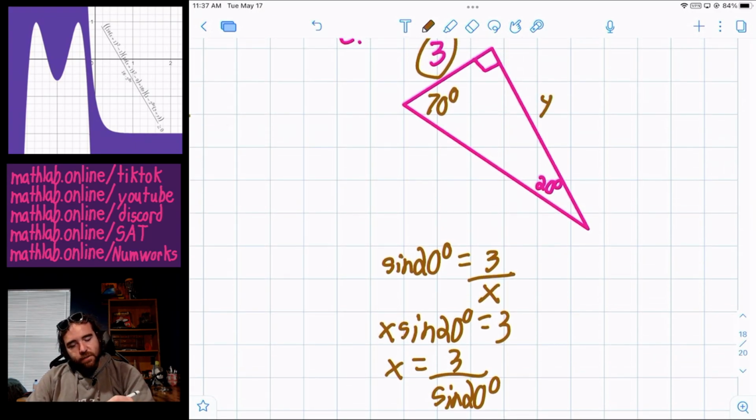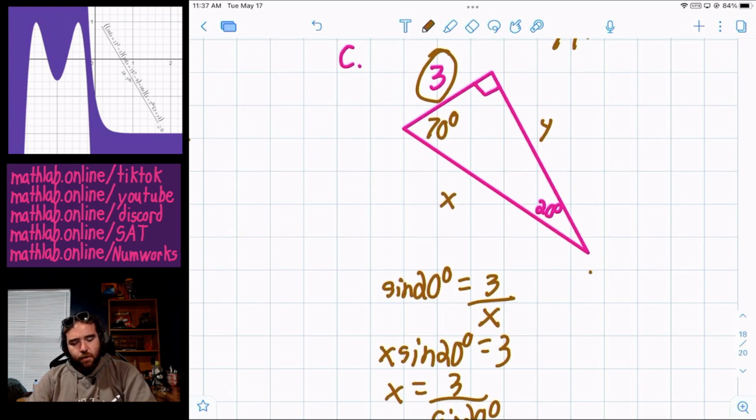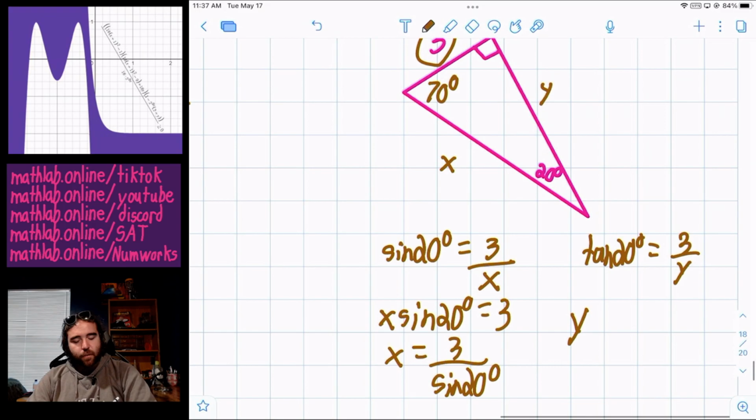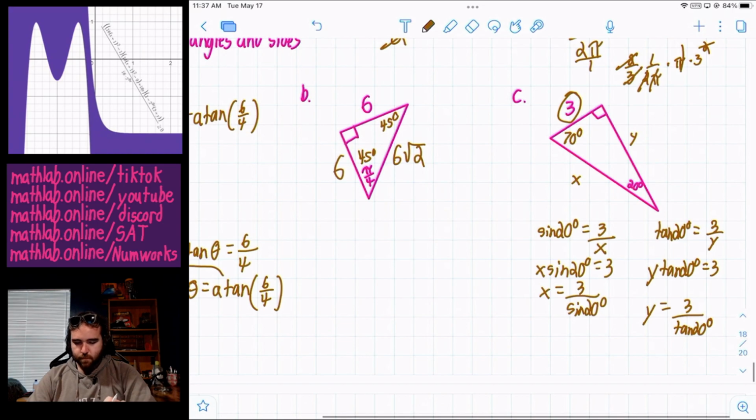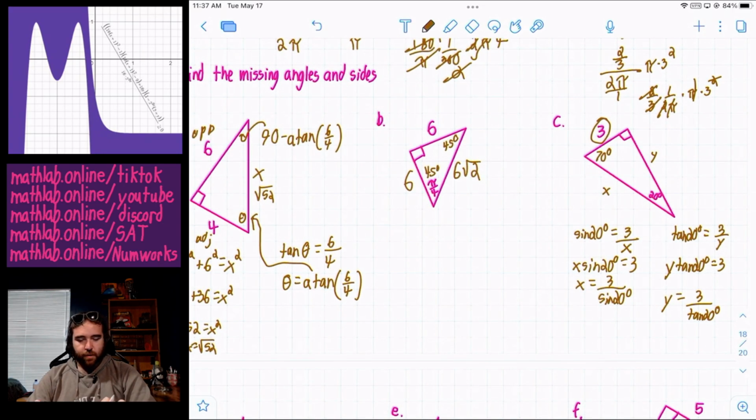And then I think we'll do the exact same thing for tangent to get y, but we'll use tangent. So we'll say the tan of 20 degrees is 3 over y. So then multiply by y and divide by tan. And there we go.